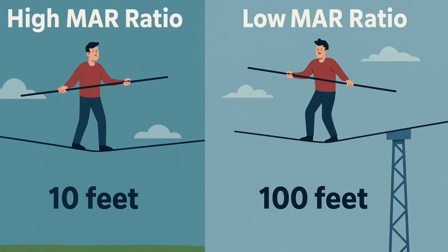Both tightrope walkers may take the same number of steps, that's the CAGR, but the one walking up really high with potentials of high drawdowns is taking way more risk than the other. A high MAR ratio means even if you trip, you're not falling as far. You can recover from that quickly. A low MAR ratio means one bad move could be your last.